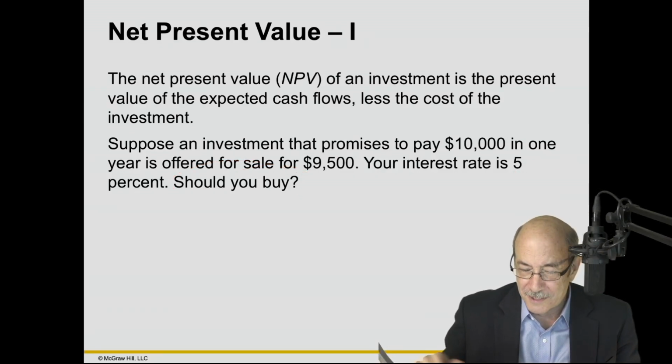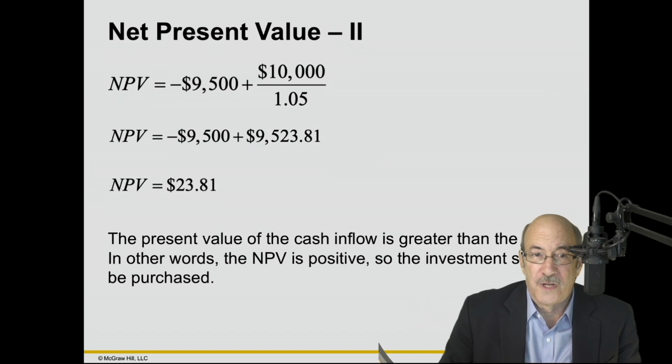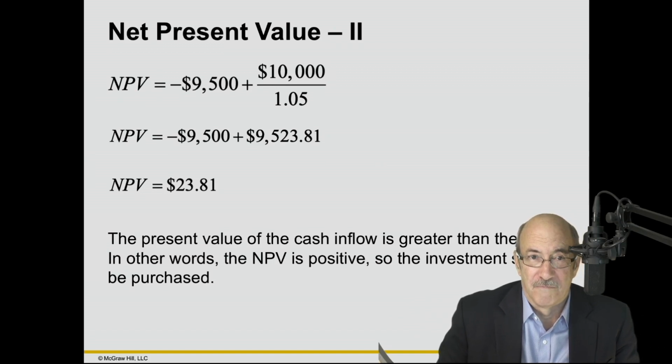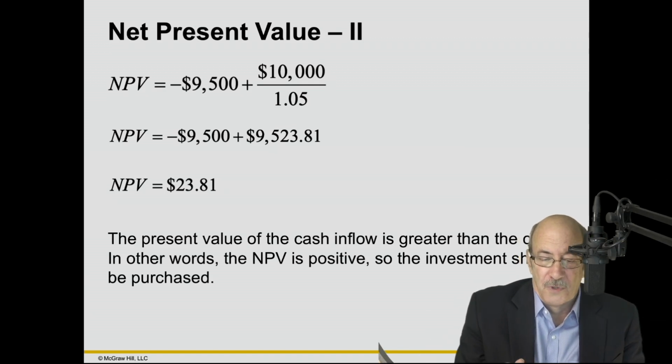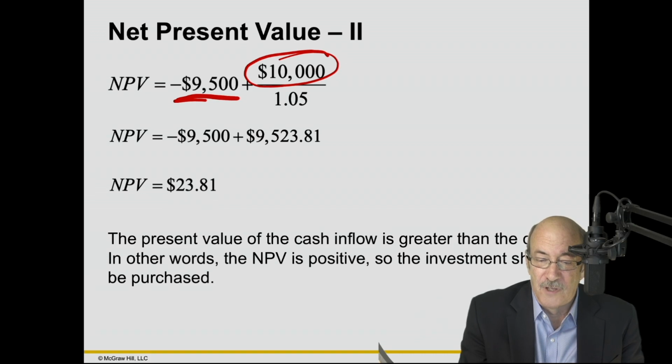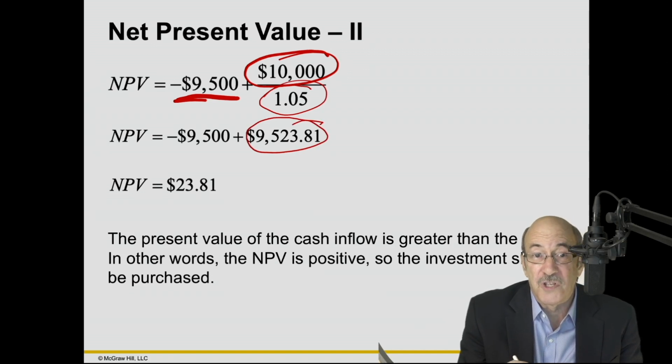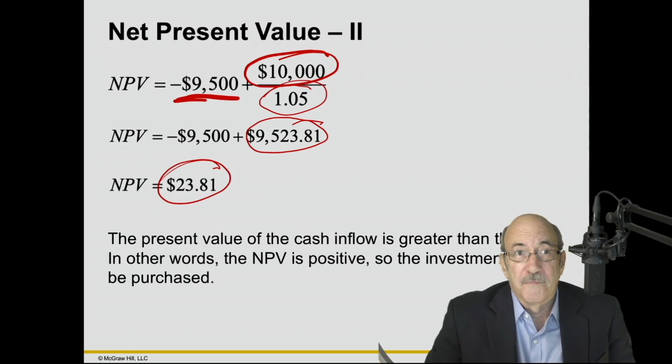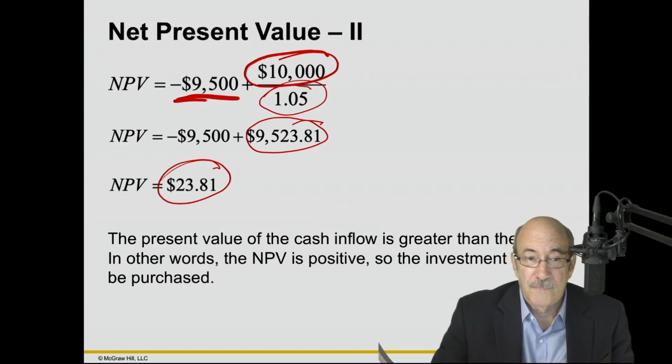All right, we're back. Did you get $23.81? If you did everything correctly. So let's walk through this. We start off with our cost, $9,500. And then here is the cash flow that we'll receive. And at 5% for 1 period, that turns out to have a present value of $9,523.81. So subtract from that the original cost of $9,500, and we have a positive NPV of $23.81.